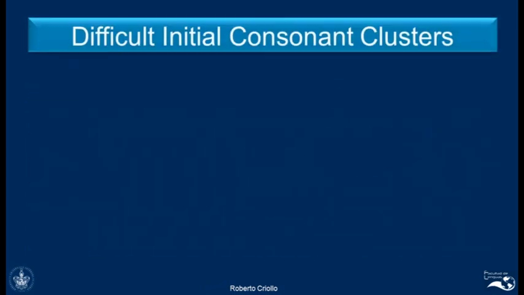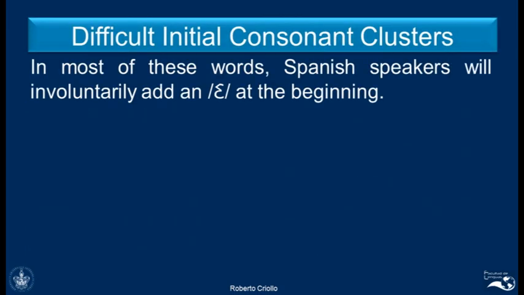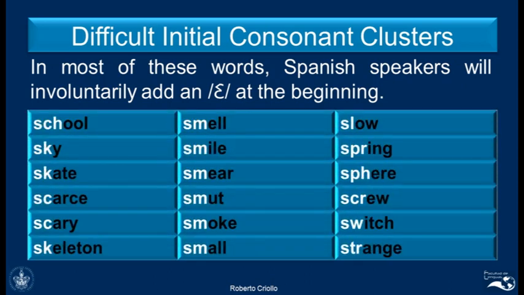There are some other initial consonant clusters that begin with the sound s, and what we have to say is that when Spanish speakers try to pronounce these clusters, they will involuntarily add a sound e at the beginning, and so words such as school, sky, skate, scarce, scary, and skeleton will be difficult. We have also the cluster sm, as in smell, smile, smear, smut, smoke, and small.